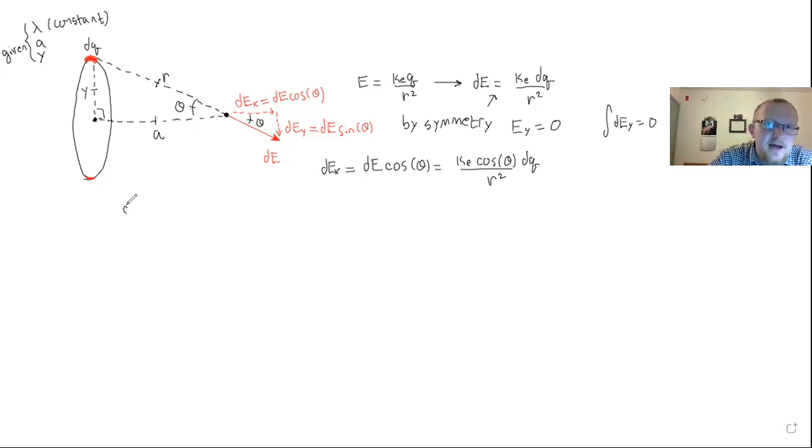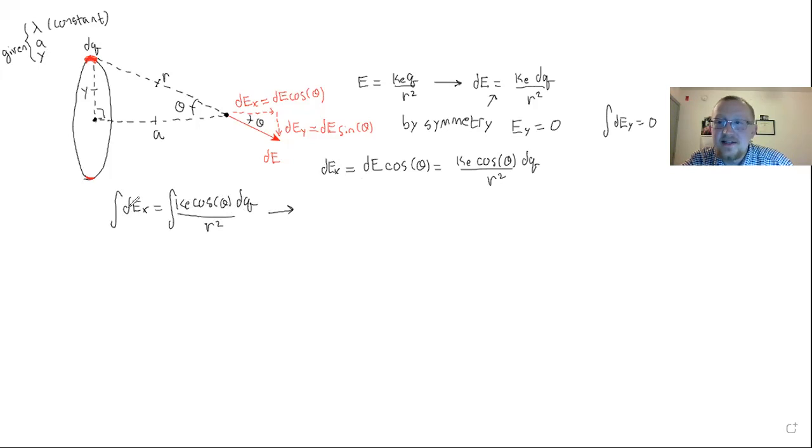And so now we have an equation that says dE_X equals Coulomb's constant cosine theta infinitesimal charge divided by r squared. We have an infinitesimal on both sides, and so we can go ahead and integrate. And the integral of 1 with respect to dE_X is just E_X, the total electric field contribution in the X direction, right? Just think that the integral of 1 with respect to dx is just x.